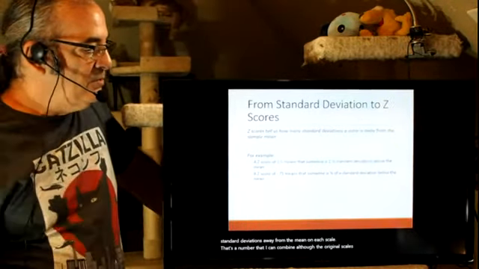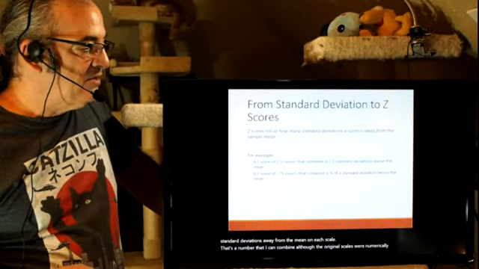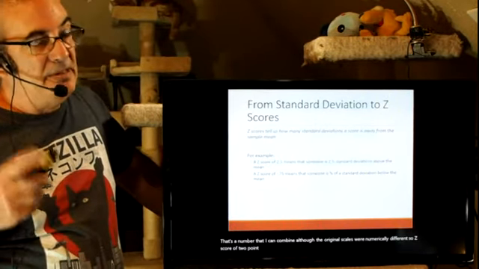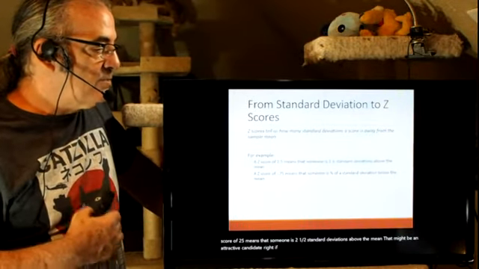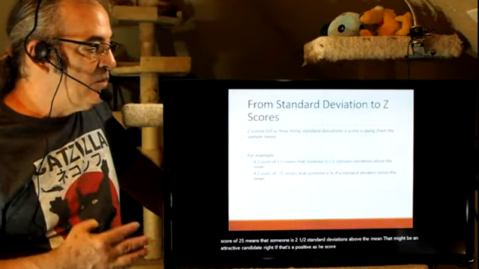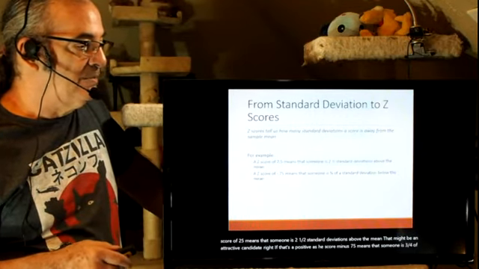A z-score of 2.5 means that someone's 2.5 standard deviations above the mean, and that might be an attractive candidate, if that's a positive. A z-score of minus 0.75 means that someone's three-quarters of a standard deviation below the mean.